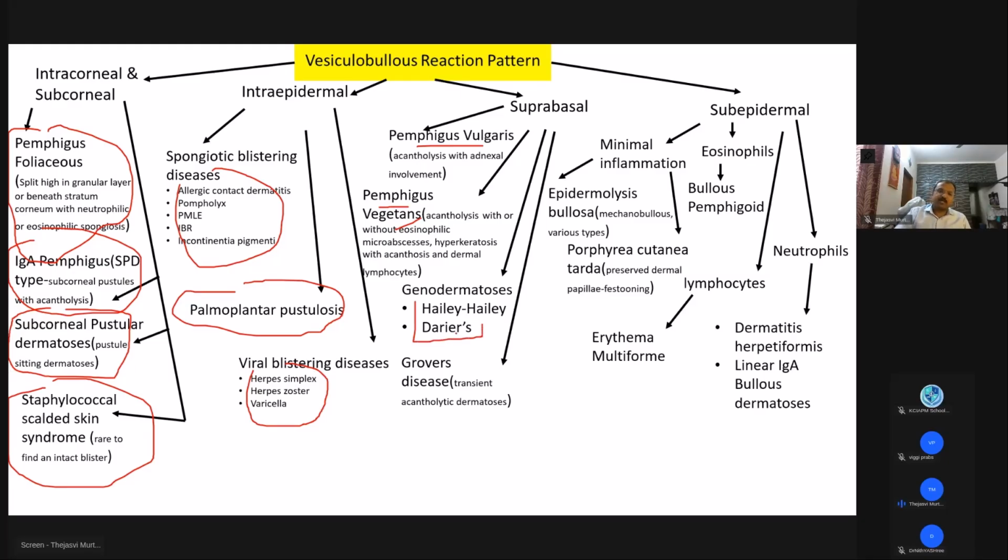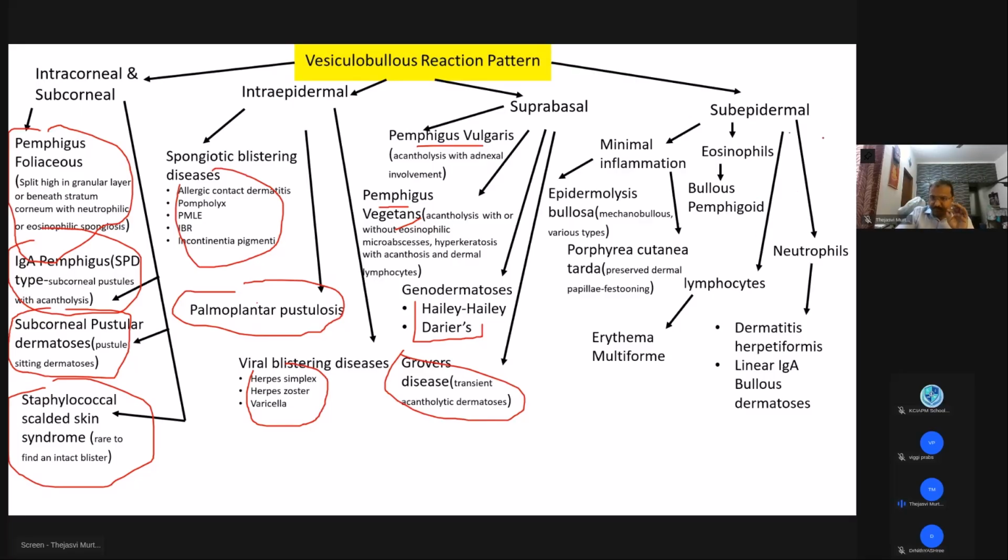Here clinical history becomes important because they have an area predilection. Darier can involve the face, but Hailey-Hailey, Grover's, etc. usually involve the axilla, groin, etc. In Grover's disease, you have acantholysis. When there is minimal inflammation and it is sub-epidermal, you have to think of epidermolysis bullosa. Porphyria cutanea tarda with festooning.